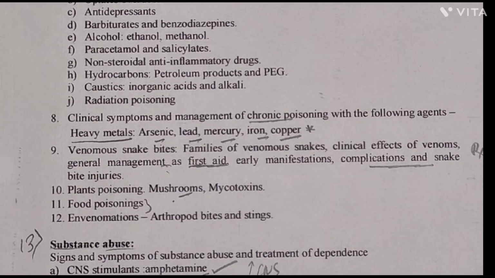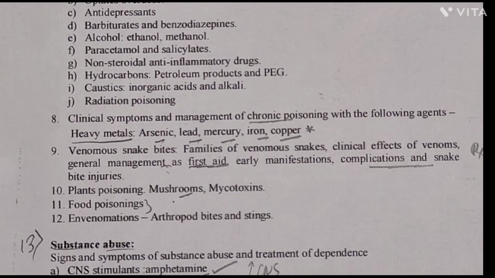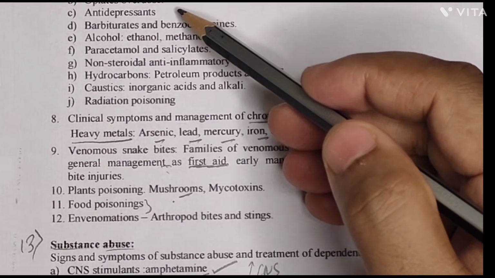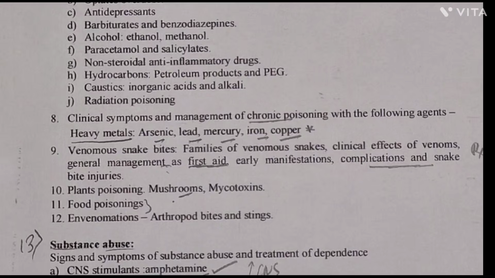They used to abuse it in a routine fashion. Those things we are going to discuss here. Then opioid, and we have discussed opioid overdose in the acute poisoning in chapter 7. Similarly, we are going to discuss the dependency of opioid, that is the chronic effects. Those things we are going to discuss in this chapter.